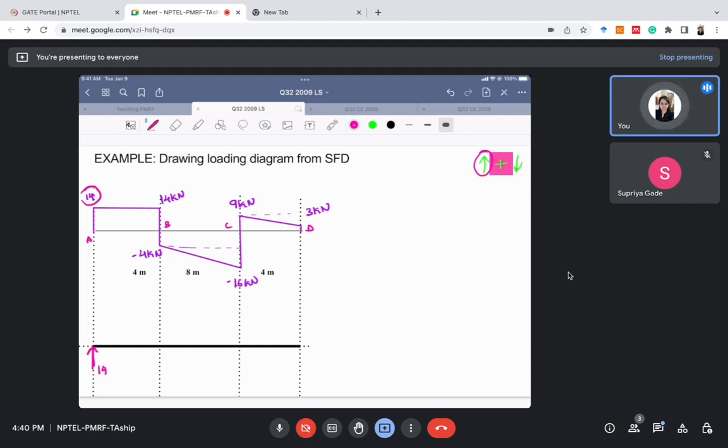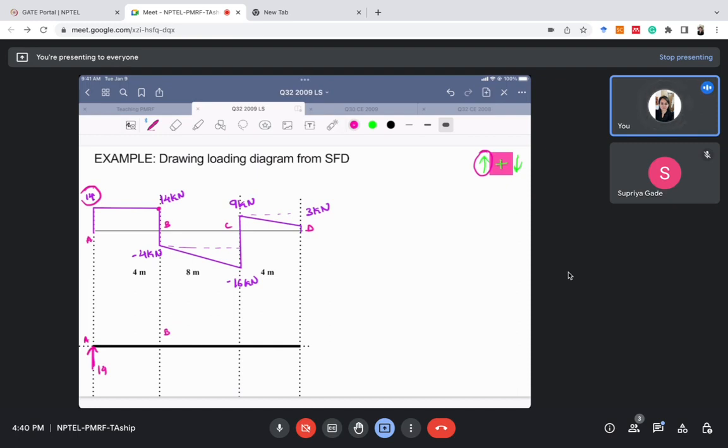Now, for section AB, the shear force is constant. The shear force is constant whenever there is no loading, so there would be no loading at section AB. At section B, we have encountered that the shear force diagram has suddenly dropped. And suddenly dropped by how much? Earlier it was 14.